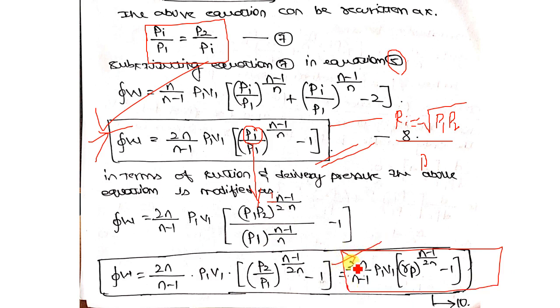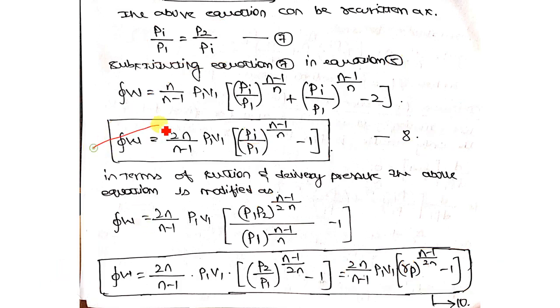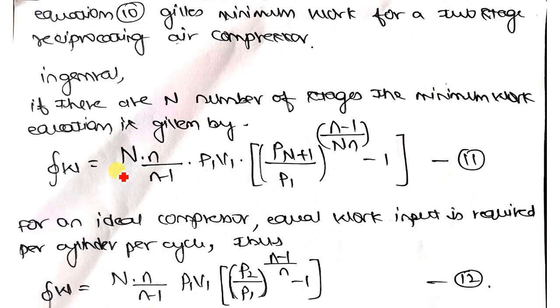These expressions which we have derived, the minimum work input expression and the condition of minimum work input, that is Pi is equal to the square root of P1 and P2, are for the two cylinder arrangement, or the two stage air compressor, correct? Now if there are more than two stages, that means 3, 4, 5, what you have to do is use this expression here.